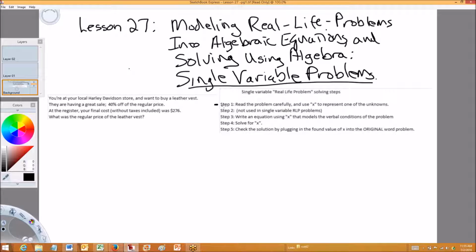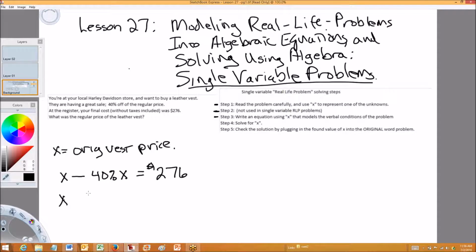So starting with step 1, we read the problem carefully and understand the problem, and we're going to let x equal the original price. Step 2 does not apply with a single variable problem, so we'll skip that. So now we're into step 3, and this is where we write the equation for the problem. This is the hardest part of solving word problems. But if x is the original price, and we know it was 40% off, so we start with the original price and we subtract 40% off of the original price, and we know that that came to $276.